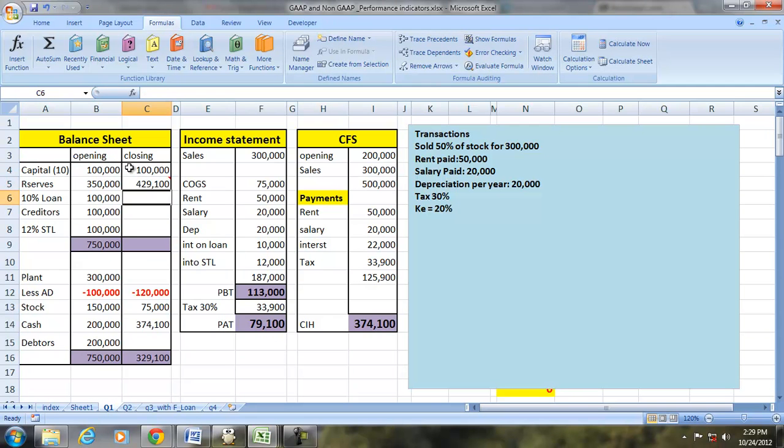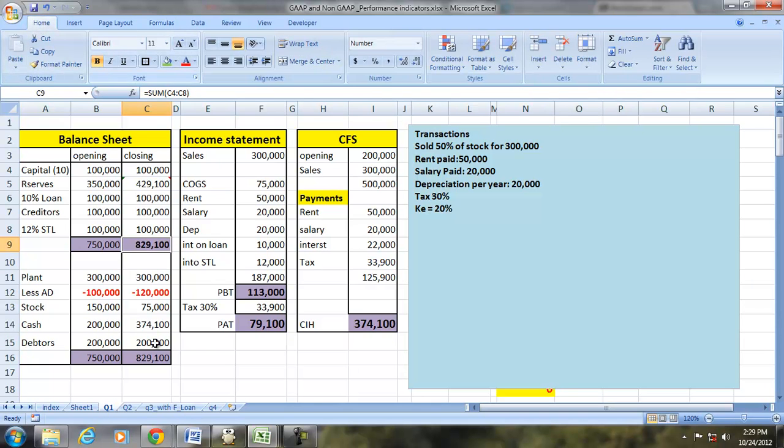No change in the capital, no change in the loan, no change in the creditor, no change in the short-term liabilities or loans. So the total sources are 829. No change in the plant original cost, no change in the debtor, so the balance sheet tallies. So we converted the transactions into financial statements.